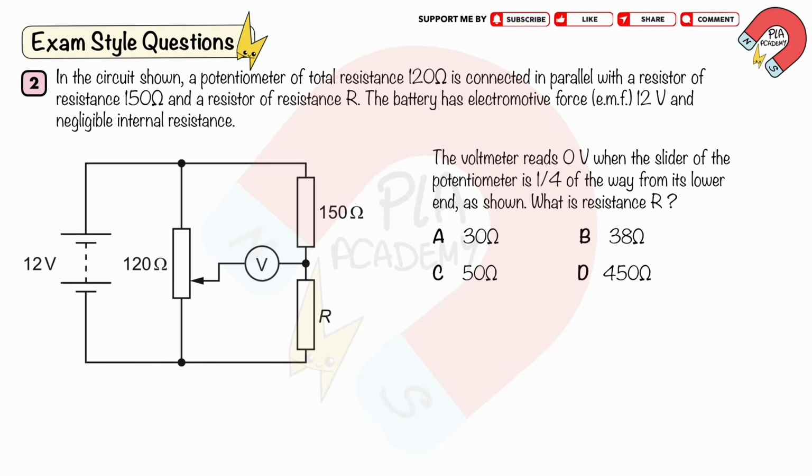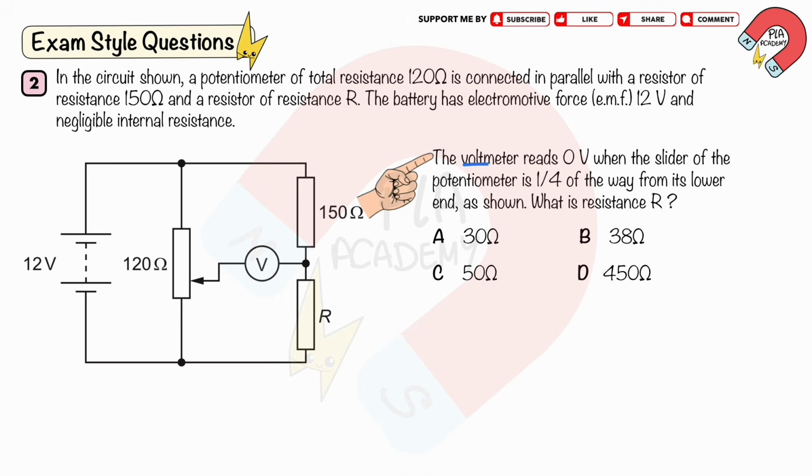Exam-style question 2. In the circuit shown, a potentiometer of total resistance 120 ohms is connected in parallel with a resistor of resistance 150 ohms and a resistor of resistance R. The battery has electromotive force, EMF, 12 volts and negligible internal resistance. The voltmeter reads 0 volts when the slider of the potentiometer is 1/4 of the way from its lower end as shown. What is resistance R?